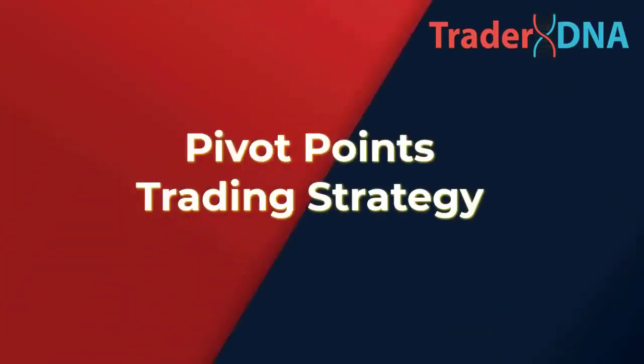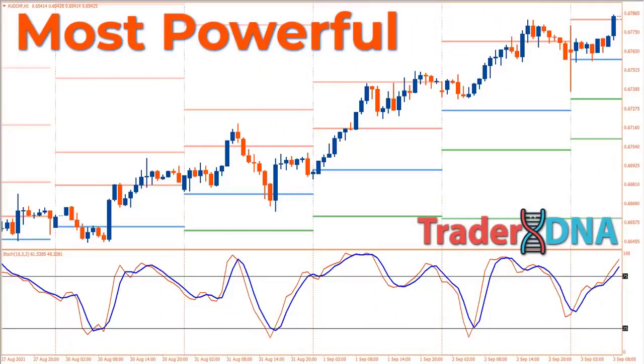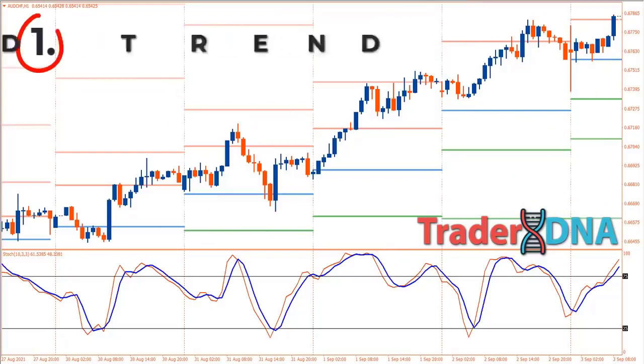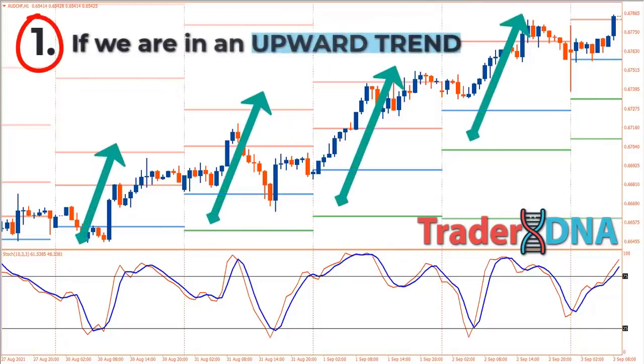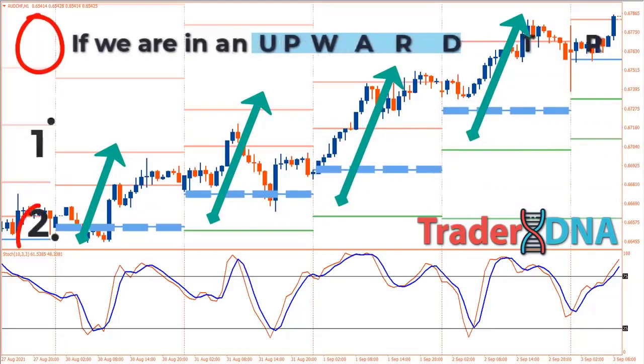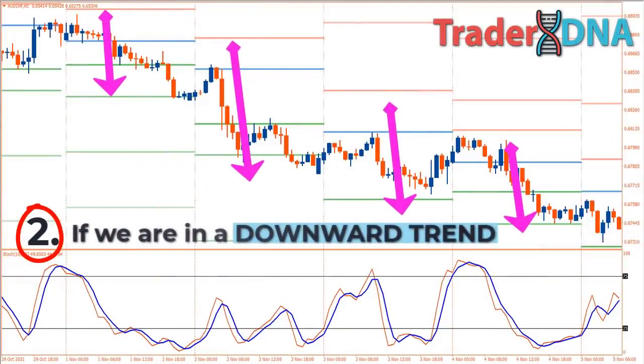Pivot point trading strategy. This strategy is very simple, but it is one of the most powerful ways you can take away from trading with pivots. The trading rules are straightforward. First, if we are in an upward trend, you will look to buy at support, at either support 1 or the main pivot point, with your target set at either resistance 1 or resistance 2. Second, if we are in a downward trend, you will look to sell at resistance, at either resistance 1 or the main pivot point, with your target set at either support 1 or support 2.